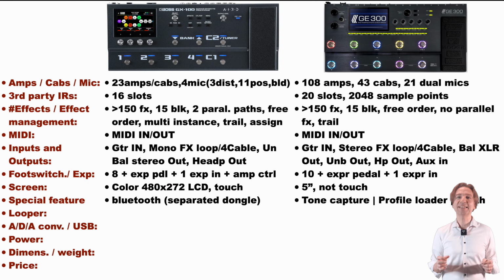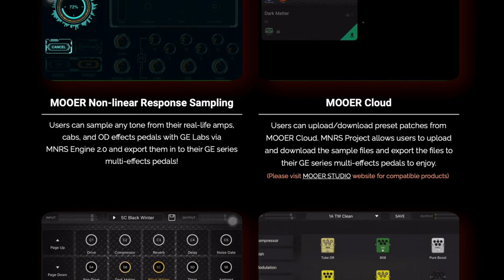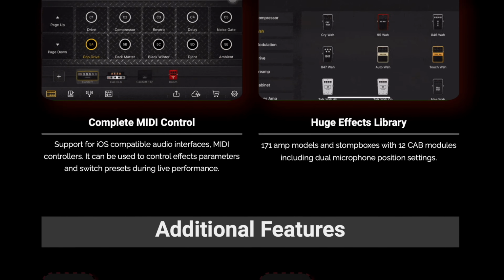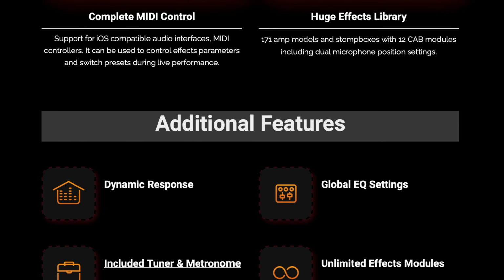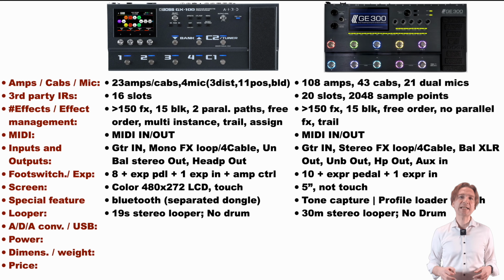On the other hand, the G300 offers a synth, the possibility to capture the tone of the amp, and the possibility to load amp profiles done with the GE Labs app, which is a killer feature in my opinion. If you want more info about this feature, you can check out my video about it in the card above or description below. The G300 offers a longer looper and neither of the two units offers a drum machine.